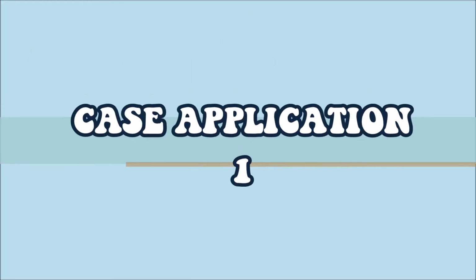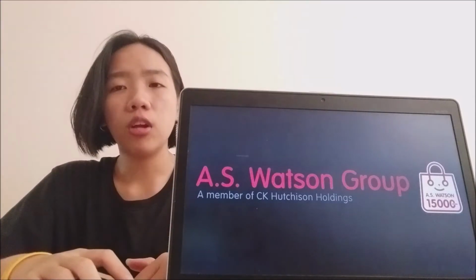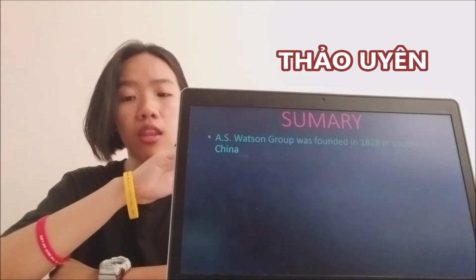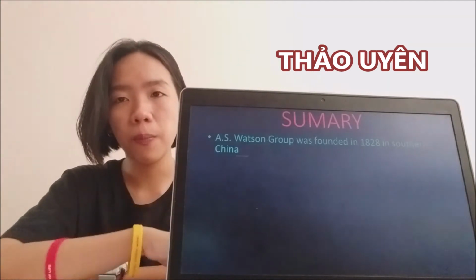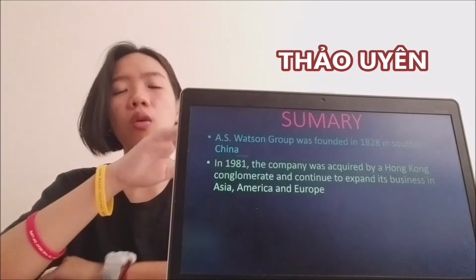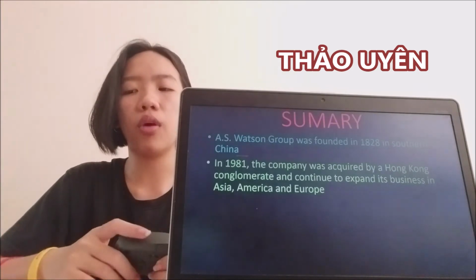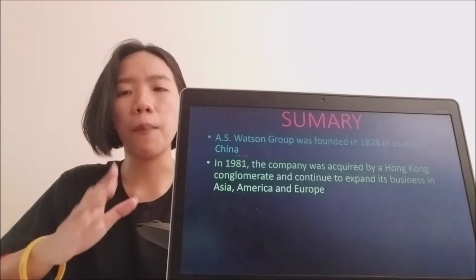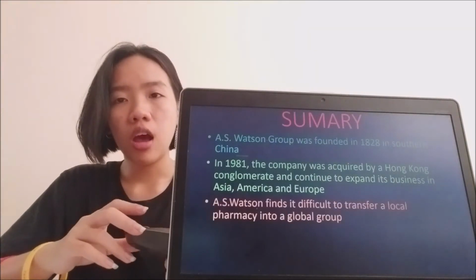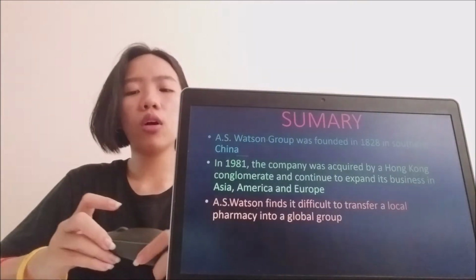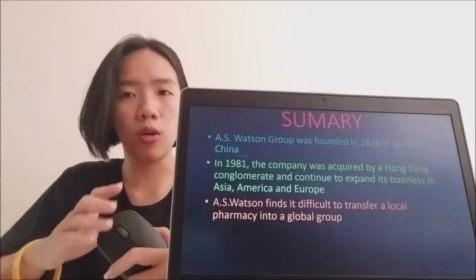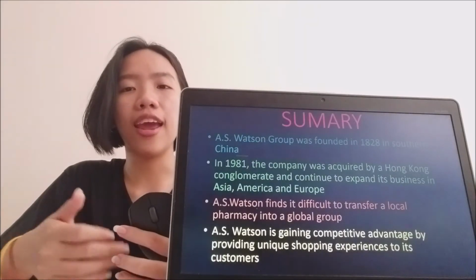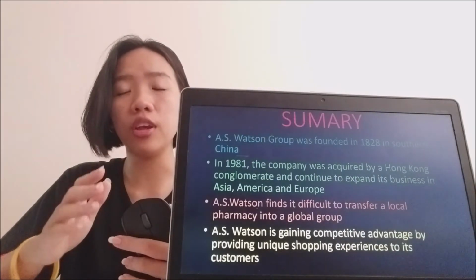Case study 1 is about AS Quotient Group. AS Quotient Group was established in 1828 in southern China. And in 1981, it was acquired by a Hong Kong corporate, and it continued to expand its business to Asia, America, and Europe. After the expansion, Quotient found it difficult to transform a local pharmacy into a global group. But after all, they came up with the solution of gaining competitive advantage through a unique shopping experience.